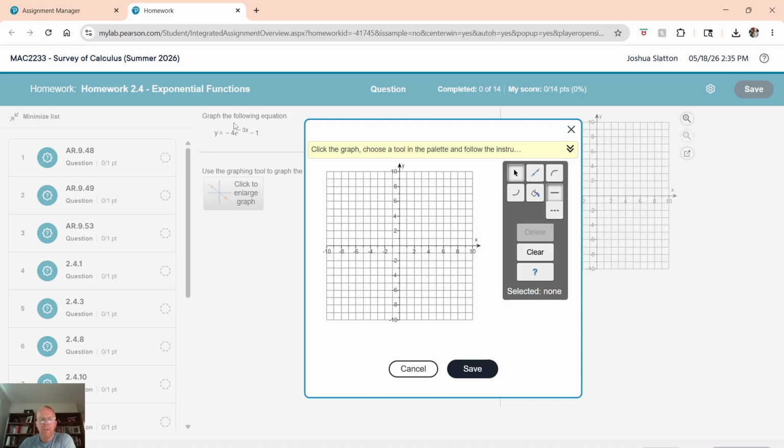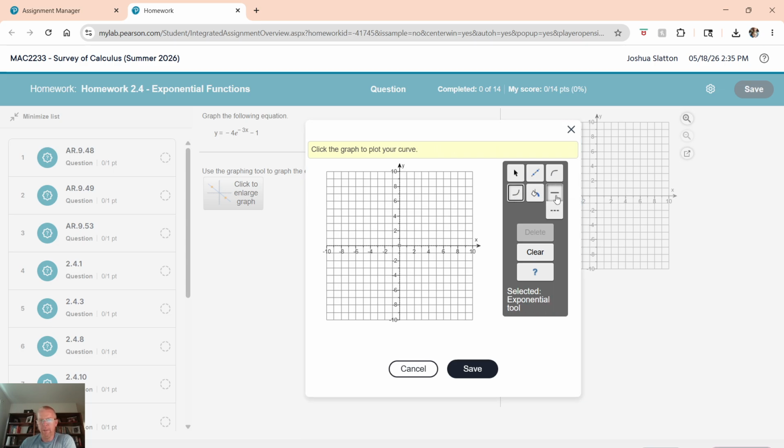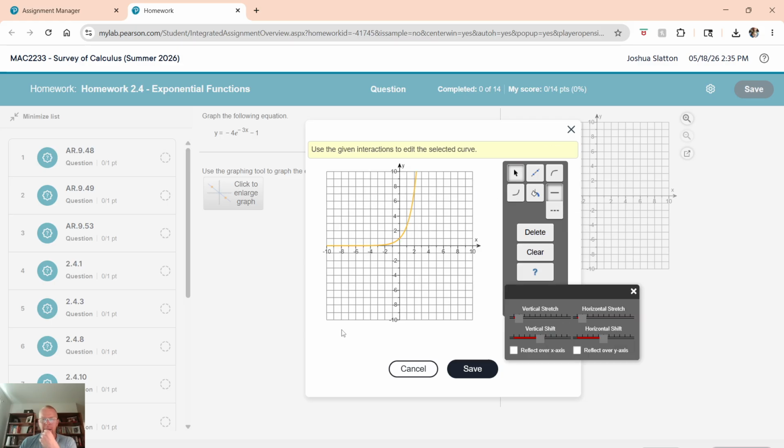So which type of function is this? It's exponential. It helps if you know the basic shape, but if you don't, you can hold your mouse over and it'll say this is for the linear, this is for the logarithm, and this is for the exponential, and nothing else you really have to worry about. These are all for inequalities, which we won't be doing in this class. So now, click the graph to plot your curve. You can click anywhere, and it will show you the basic e to the x function.